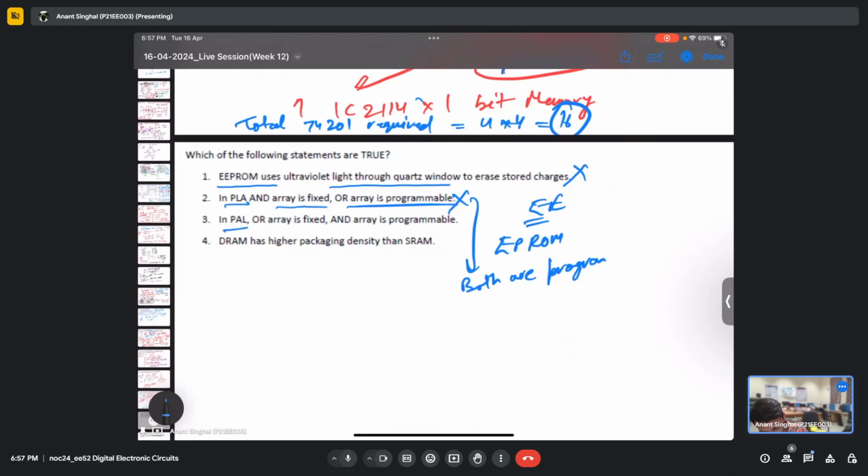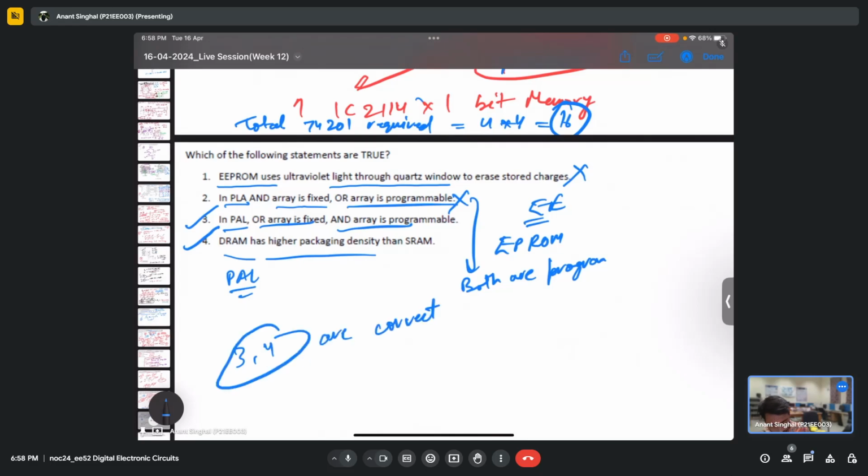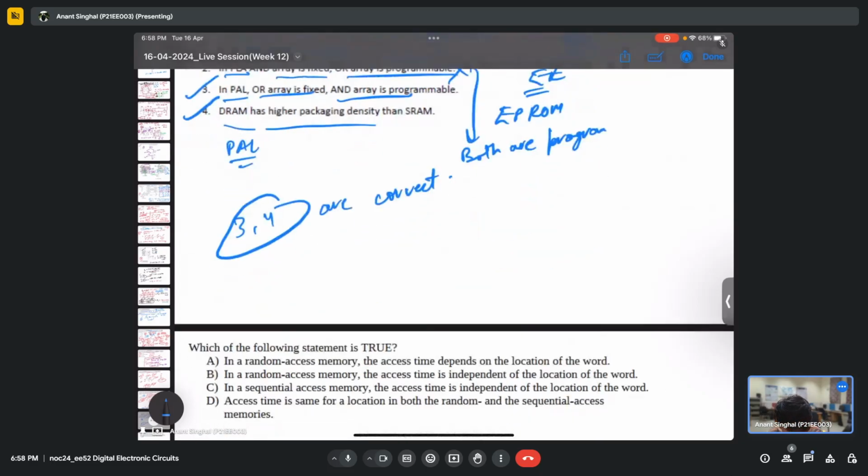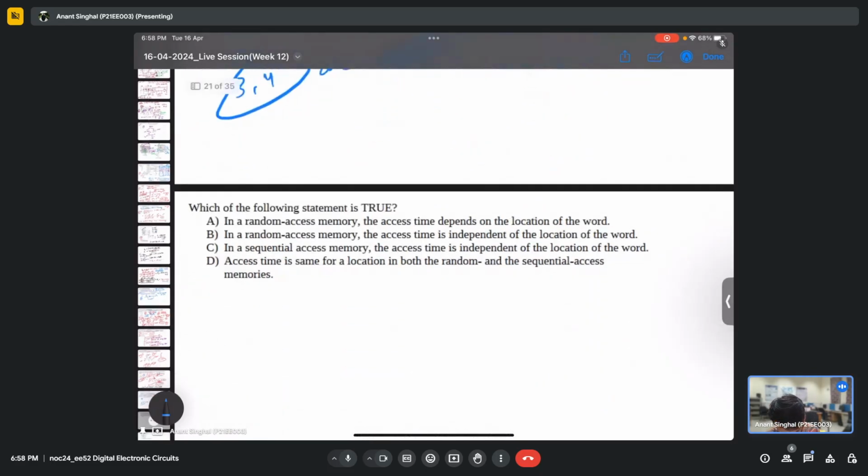In PAL, OR array is fixed. PAL is programmable array logic. In this, OR is fixed and AND is programmed. So this is correct. This is already covered. DRAM has a higher packing density than SRAM, so this is also correct. This is theoretical. So 3 and 4 are correct here. I hope it is clear. It is a straightforward theoretical question, so I am not wasting much time on them.